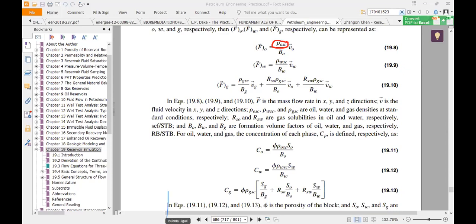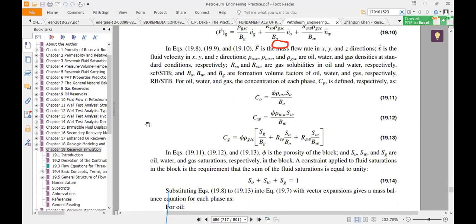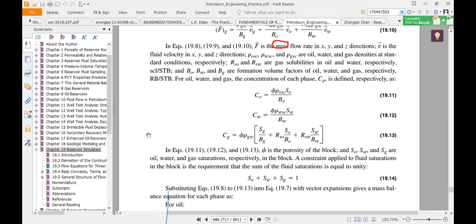Yes, sir. Okay. So the Bo in the other terms here is simply because, since you're accounting for gas dissolved in the oil, the Bo still comes in here and here, with the Bo here and Bw here. Thank you. You're welcome.